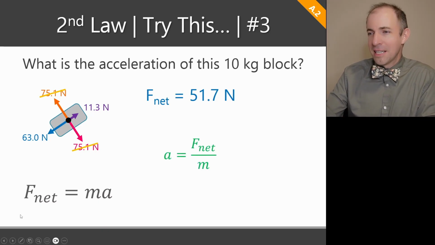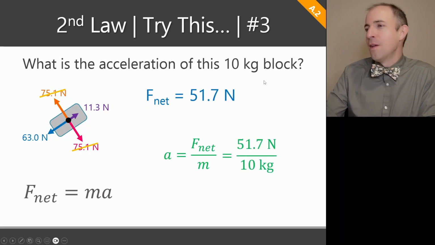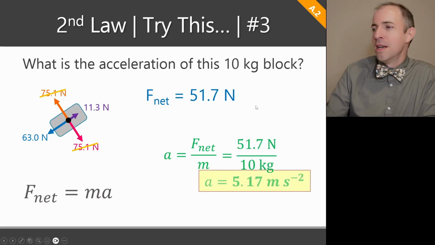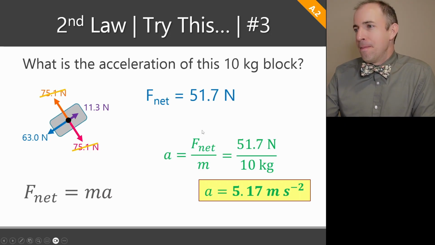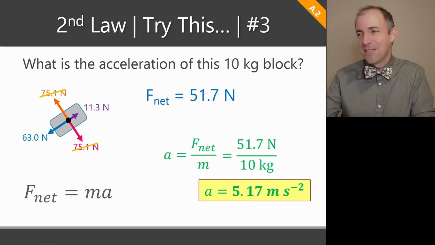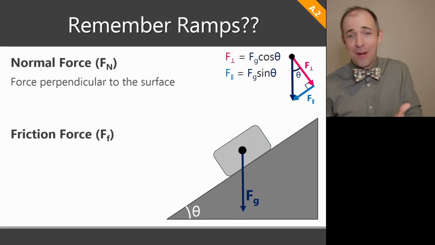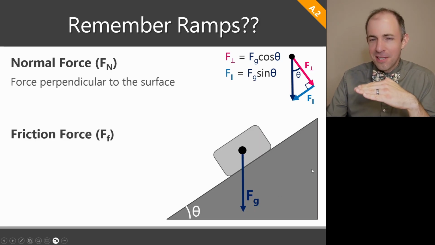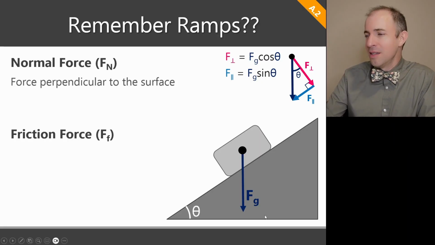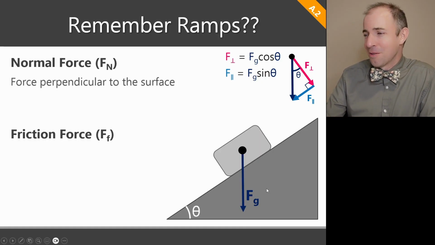If I know that, I know the acceleration, rearranging my F equals ma. Acceleration is Fnet divided by m. 51.7 divided by the 10 kilograms gives me an acceleration of 5.17 meters per second squared. Okay, we're going to see how this plays out in just a little bit. First, we need to remember a little about what we've already seen with ramps. You will remember that if you place something on a surface that is not perfectly horizontal, gravity doesn't care. Your weight is still going to go straight down to the center of the earth, irrespective of what your surface actually looks like.